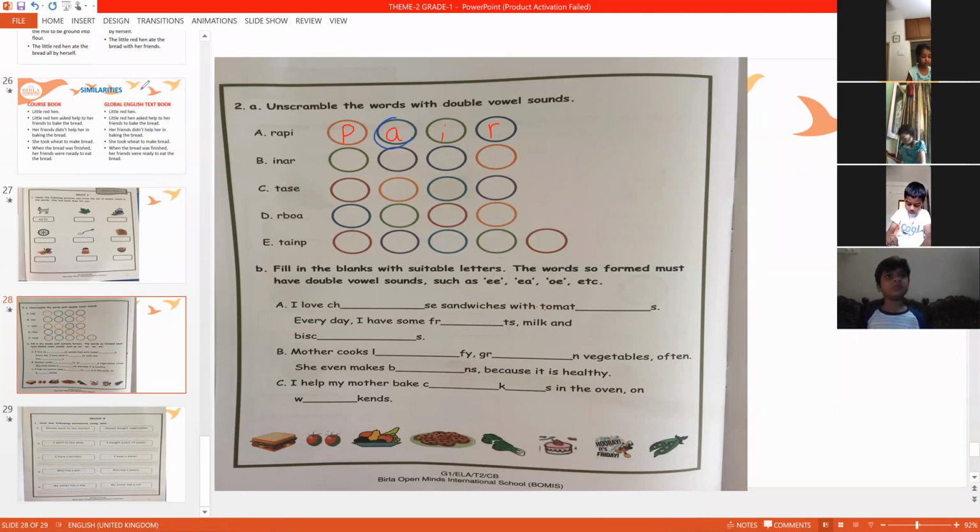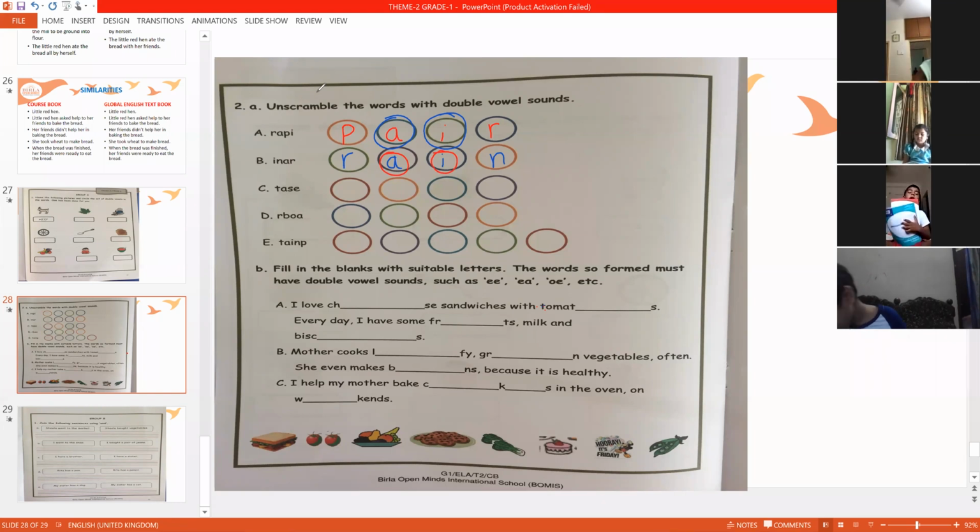Okay. A and I. Now next one. Can you tell me what is that word? Rain. Yes, rain. R-A-I-N, rain. And how many vowels can you see there? How many vowels? Two. Two vowels. What are those? A and I. Okay.